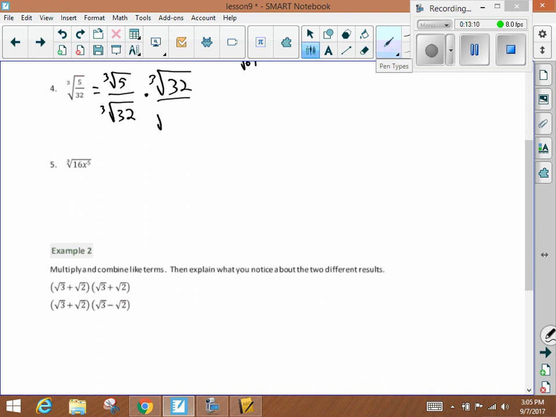All right, here it is. Okay. So over here we have the cube root of 5 times 32. And over here, I'm just going to say, hey, the cube root of 32 times the cube root of 32 is just 32. All right? Now I have to get out my handy-dandy calculator.